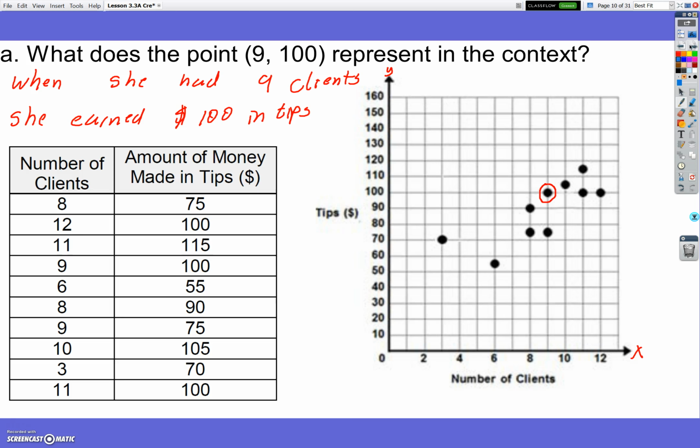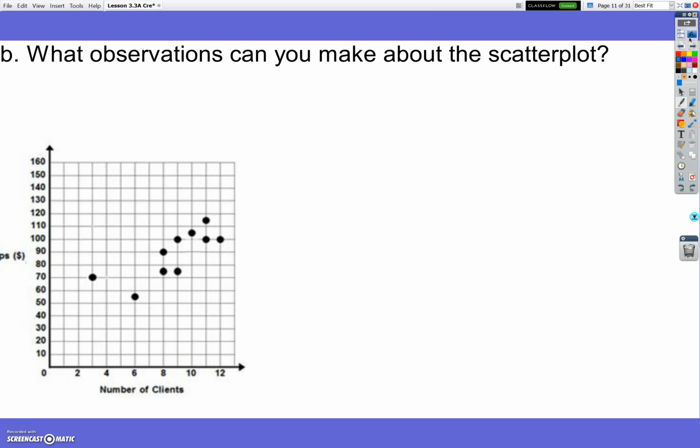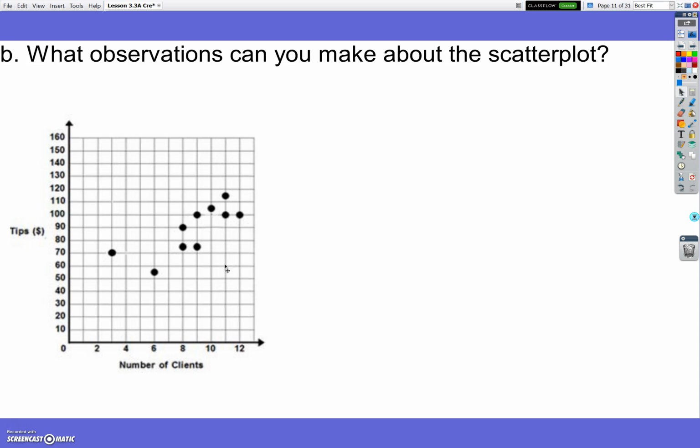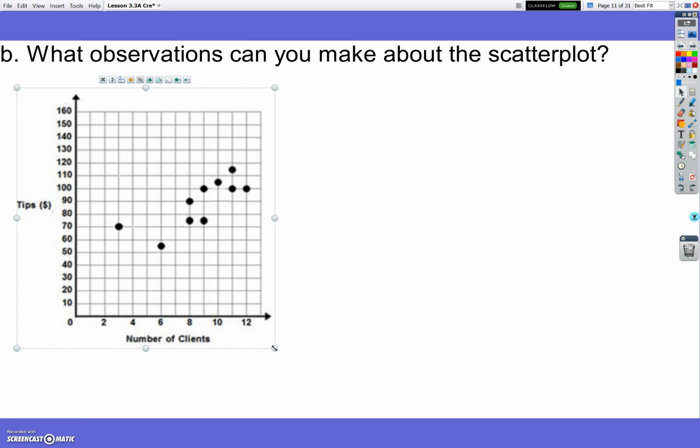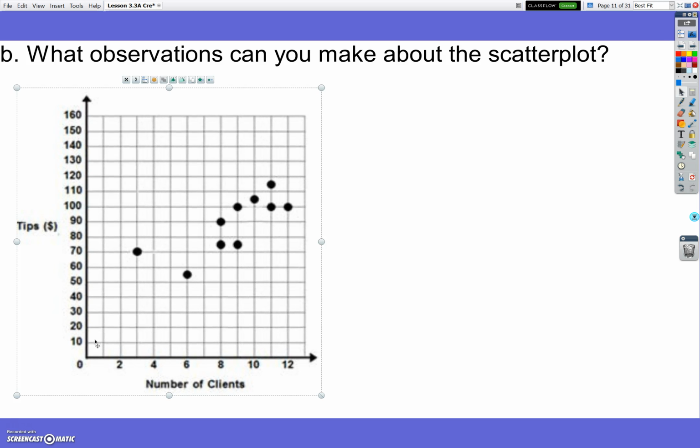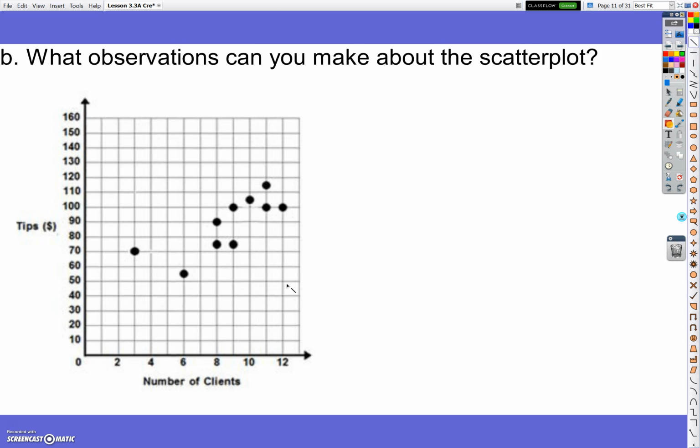Okay? So now it says, what observation can you make about the scatter plot? By looking at this, I want you to think about it. Just by looking at it, what can you tell? What general rule can you come up with? When I look at this, I notice that it's generally going in an upward trend. It's not making a straight exact line, but if I were to add a line here, you could see that it's going in a generally upward trend.